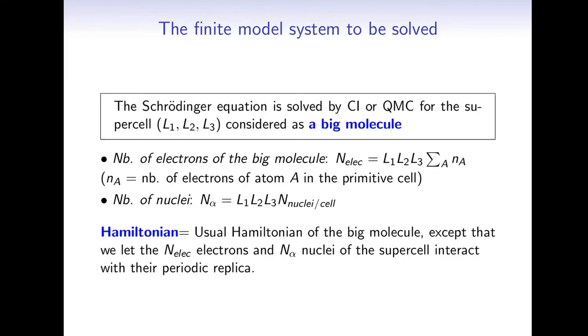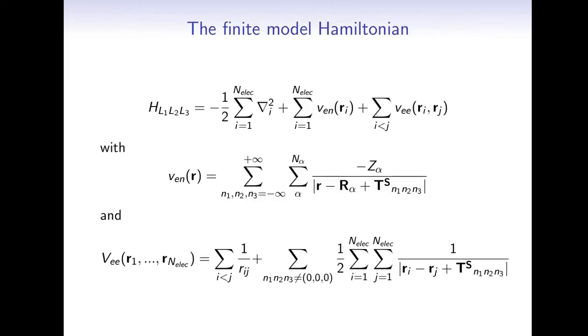You can take the standard Hamiltonian. There is no problem with that, except that you want to see if you can do something about the external electrons and the nuclei, which I forgot. And what you do is the standard thing, which consists in saying that the electrons and nuclei of my big molecule will interact with their periodic replicas in the other supercells.